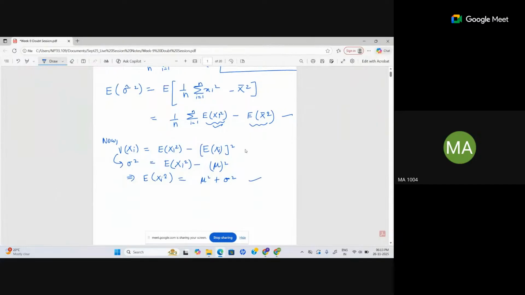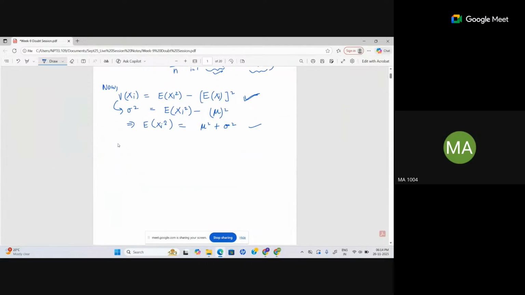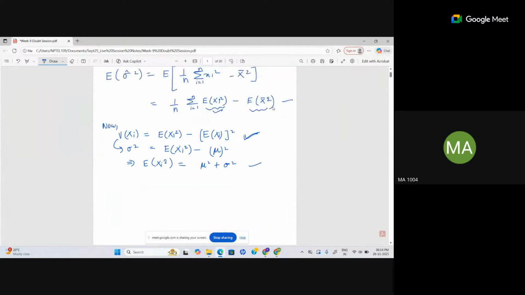By using this formula of variance, the general formula which you have studied, we have just put the value of variance of xi and expectation of xi, which is also given in the question. From here, the value of expectation of xi square will be mu square plus sigma square. Up to this point, is it clear? Yes, ma'am. Okay, next we have to find expectation of x bar square.